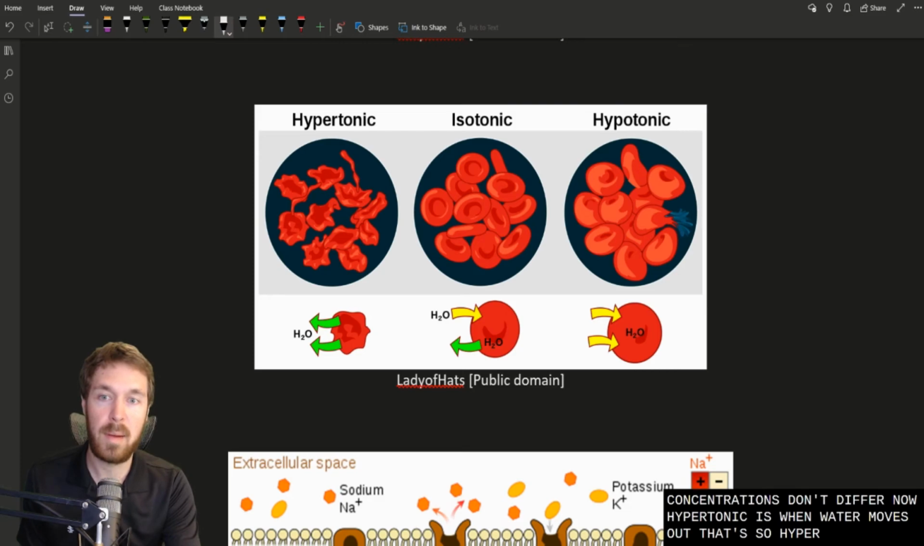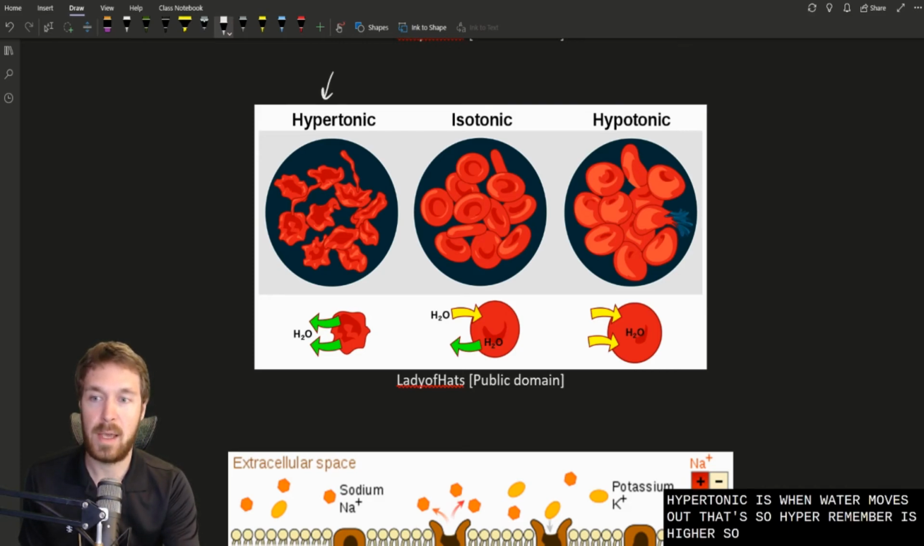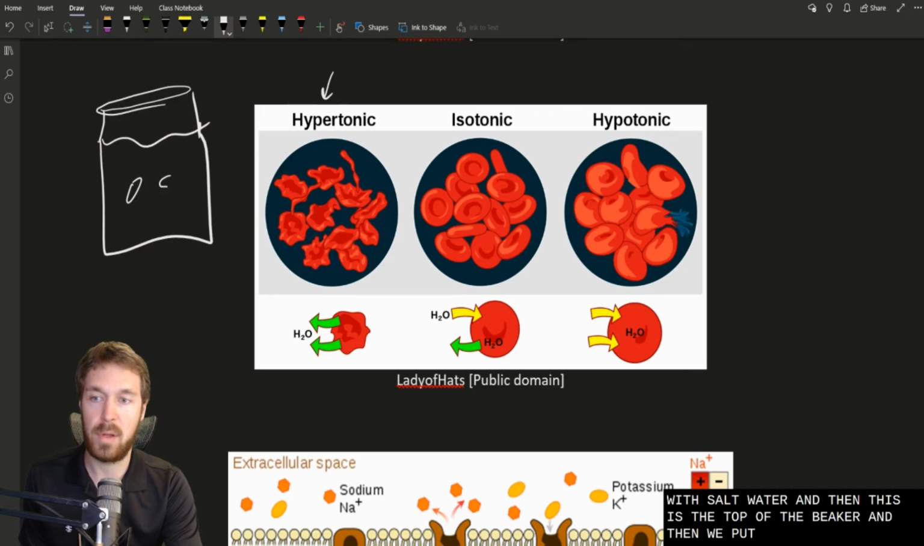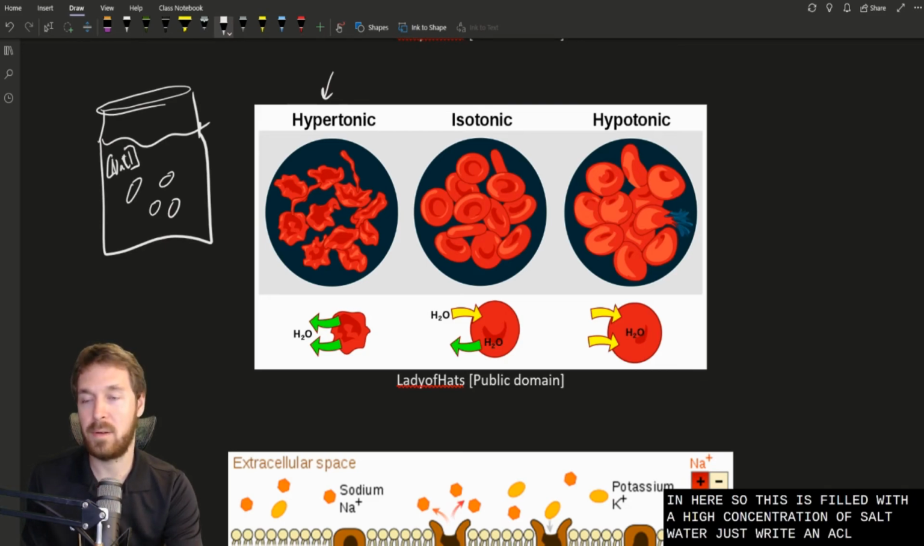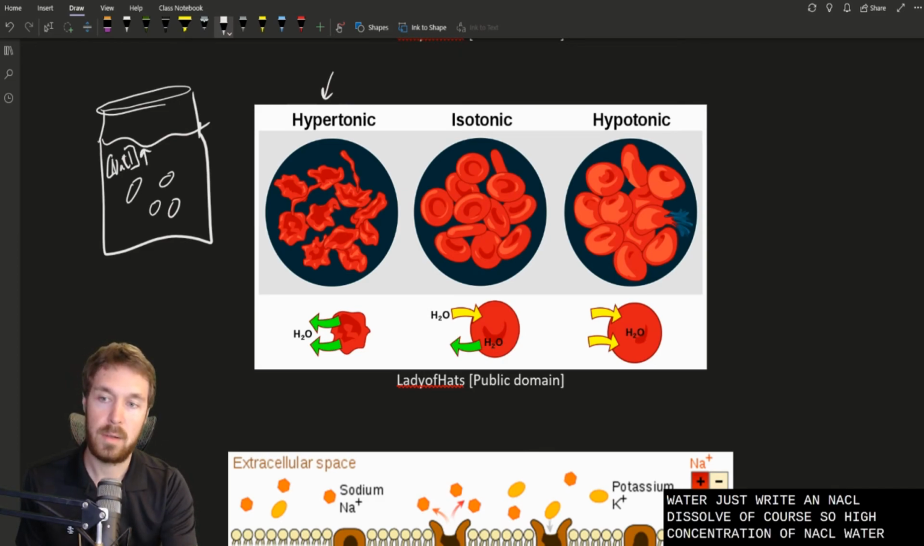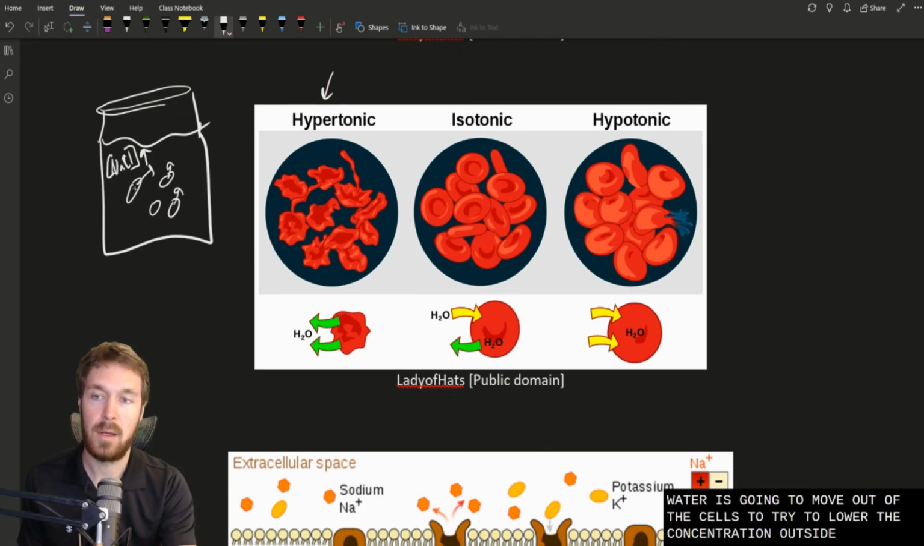Now, hypertonic is when water moves out. So hyper, remember, is higher. Let's say we have a beaker here, and we fill it with salt water, and then we put our red blood cells in here. So if this is filled with a high concentration of salt water, just write NaCl, it'll dissolve, of course. So with a high concentration of NaCl outside, the concentration of solutes inside is lower. To equalize the concentration inside and out, water is going to move out of these cells to try to lower the concentration outside. So that is hypertonic.